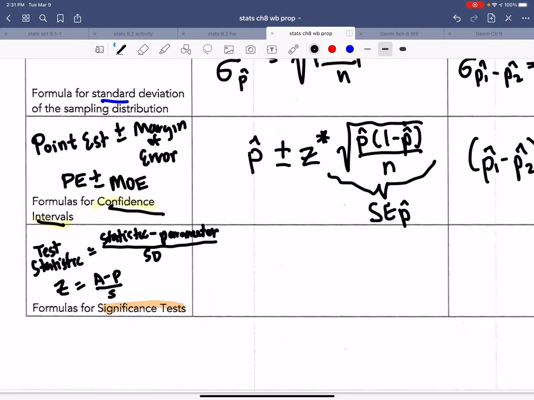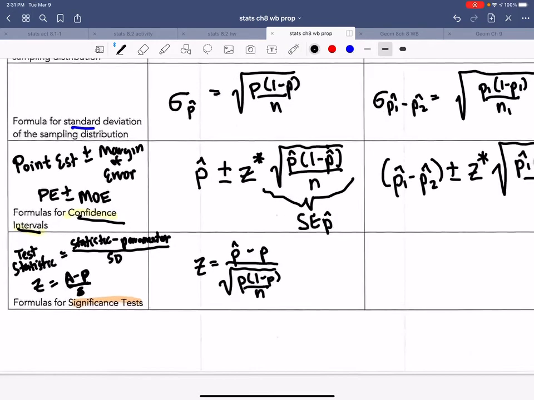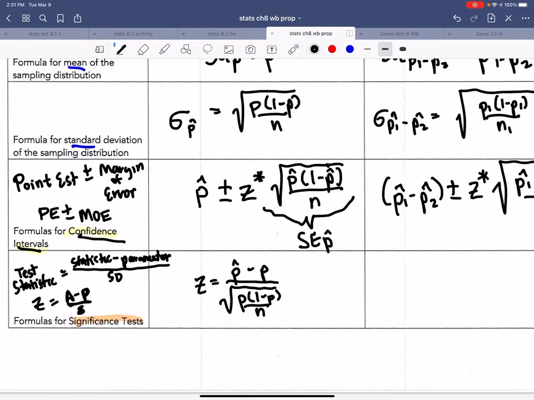A Z-score value is whatever you actually got, that's your sample. What would you predict to get, that's your parameter. And S is your standard deviation. So the calculator here finds Z, our actual value is our p hat. We predict to get the parameter, and we put it over our standard deviation, p, 1 minus p over n, and take the square root of the whole thing. This is what we use when we have one sample.